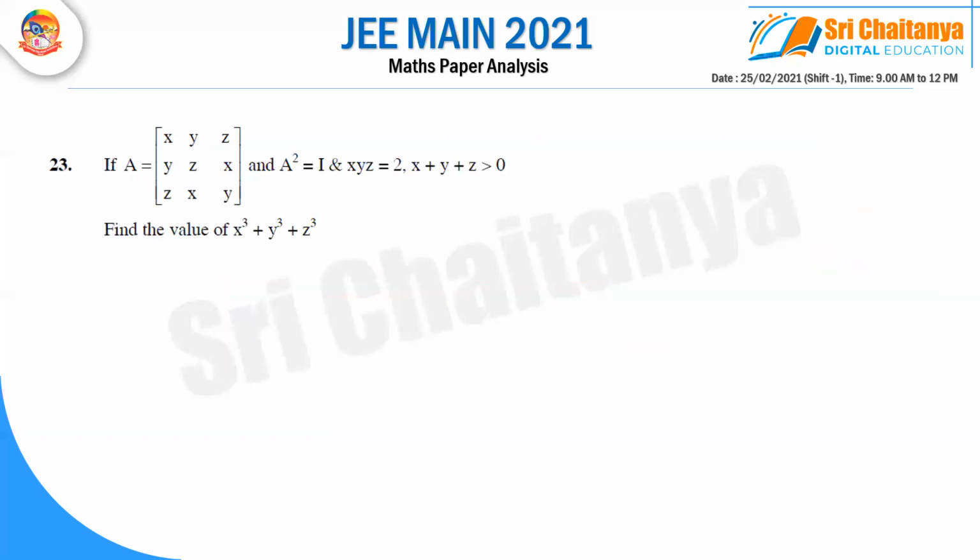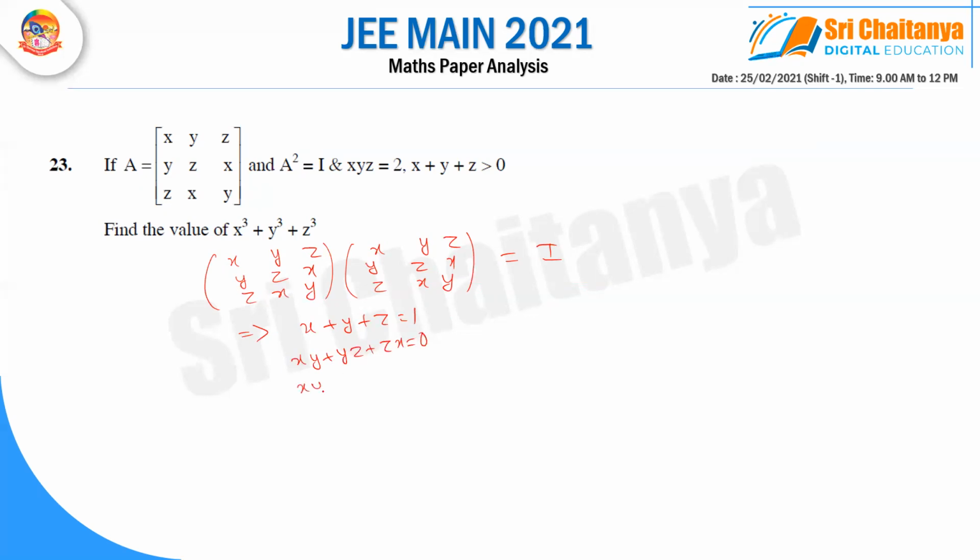Now next question is, if A equal to, okay, they gave A square equal to I. So just write the multiplication of matrices. So when you write x, y, z, y, z, x, z, x, y, write the multiplication of matrices and compare the corresponding elements. So when you compare the corresponding elements, you will be getting something like x plus y plus z equal to 1 and xy plus yz plus zx equal to 0. And in the question they gave xyz equal to 2 and they are asking x cube plus y cube plus z cube.